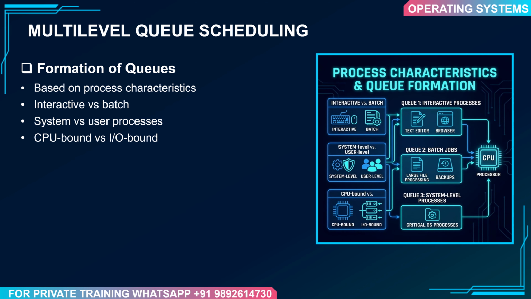Now let us understand how these queues are actually formed. Processes are usually divided based on characteristics such as whether they are interactive or batch, system level or user level, or CPU bound versus IO bound. For example, one queue might contain interactive processes like a text editor or a browser. Another queue might contain batch jobs like large file processing or backups. A third queue might be reserved for system level processes that are critical for the operating system.